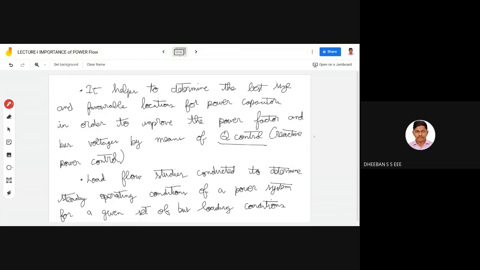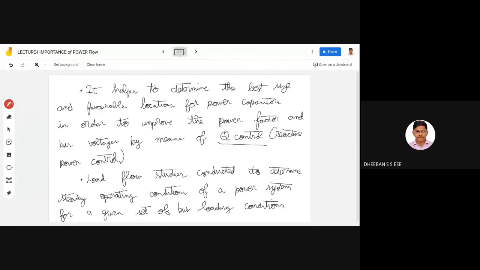As I have previously said, nearly more than 85% of the loads will be inductive loads. Such inductive loads will always have a lagging power factor. So in order to attain unity power factor, you will be adding such power capacitors. When you add these power capacitors, it is possible to reach unity power factor.